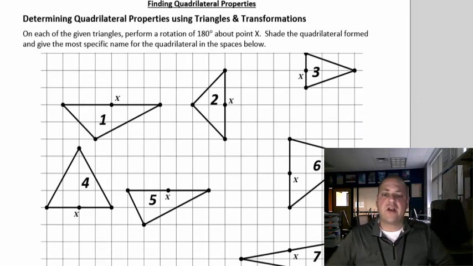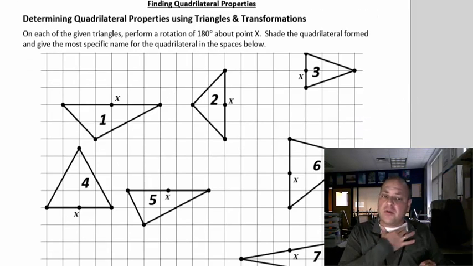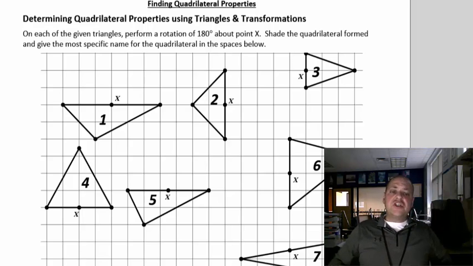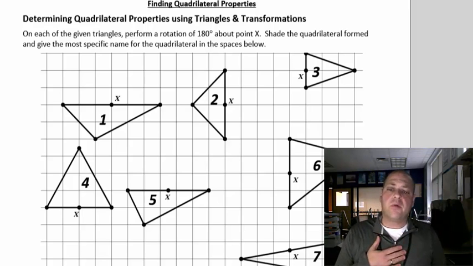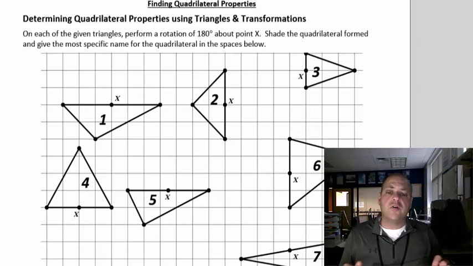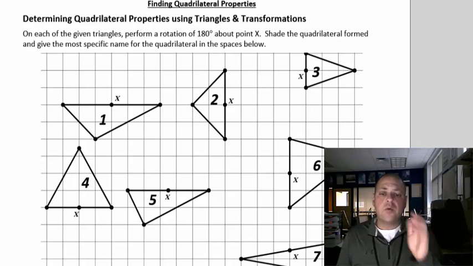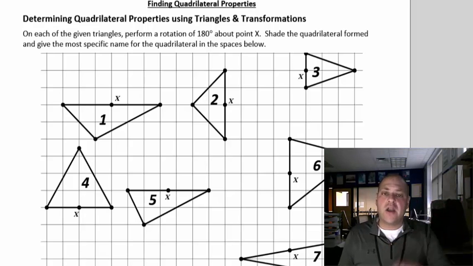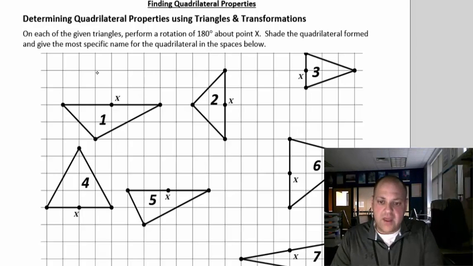On each of the given triangles, perform a rotation of 180 degrees about point X. Shade the quadrilateral formed and give the most specific name for the quadrilateral in the space below. So what you're going to do is, again, what it says, rotate the triangle 180 degrees about point X. So there's 10 of these, right? Or 9 of them actually. So we're going to do that.